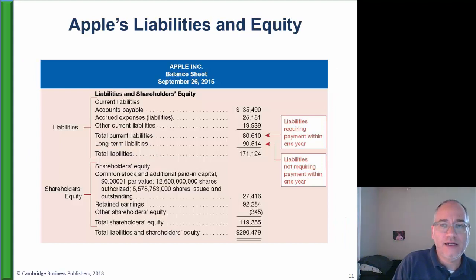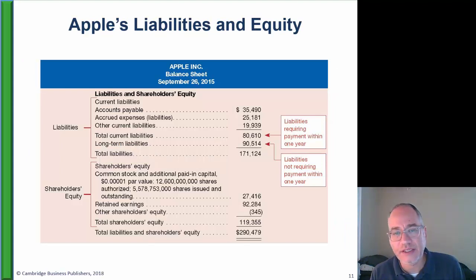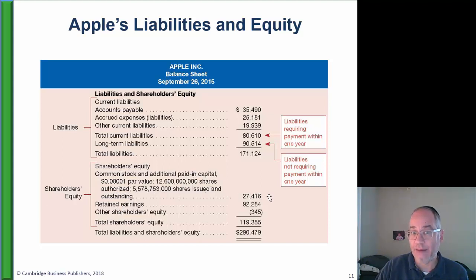We've also got here, you can see, liabilities and stockholders' equity for Apple. And you can see liabilities are split into two sections, current and long-term. And shareholders' equity has three numbers. They have common stock and additional paid-in capital. That would be what we call contributed capital. Here's retained earnings, and there is that other category.